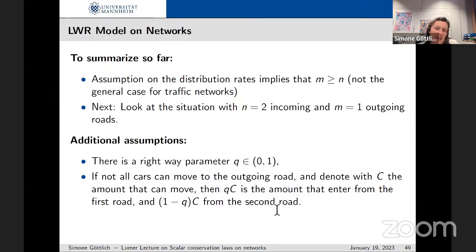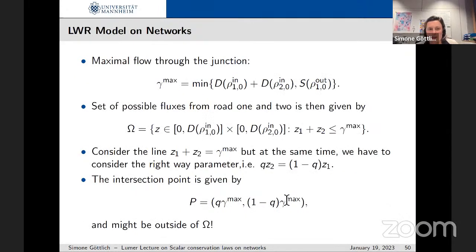So this is something like, let's say, a priority rule, which is necessary, of course, whenever two roads go over to one road. So what we again have to think about is the maximal flow through the junction, which is now this gamma max, given by, again, expressions of supply and demand. And we also know that the set of possible fluxes from road 1 to road 2 is given by this set omega.